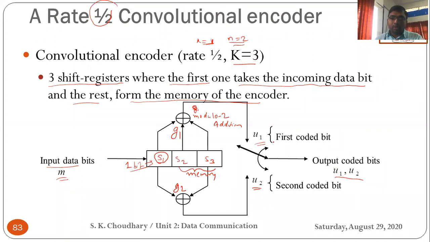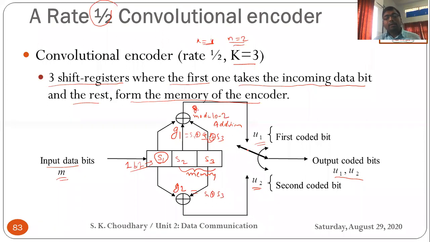The first coded bit is U1 and the second one is U2. And U1 is generated from the combination of these three shift registers. So G1 is S1 modulo 2 addition S2 modulo 2 addition S3, and G2 is S1 modulo 2 addition S3. So this is the computational logic, and when it is interlaced with this switch, you finally obtain the code word. Okay, this is the way we generate the convolutional codes.